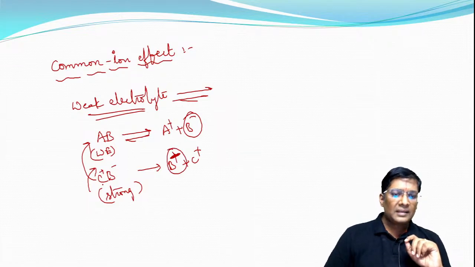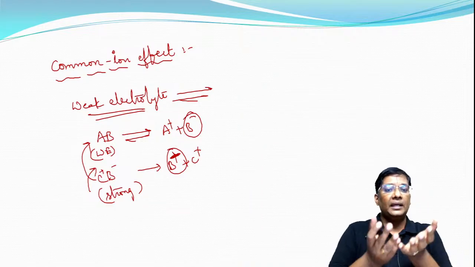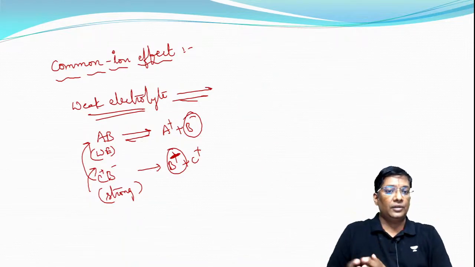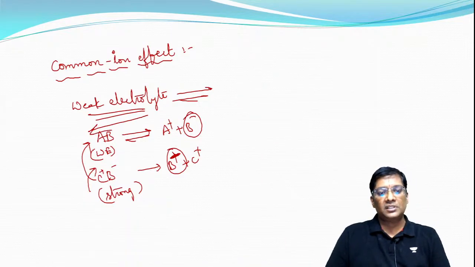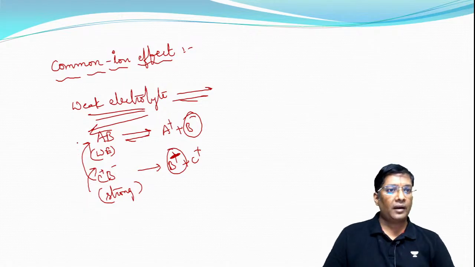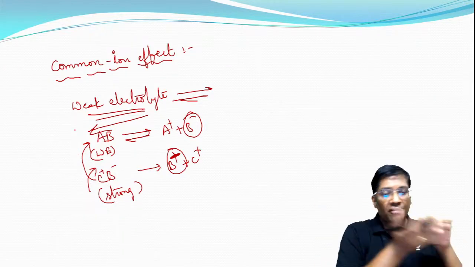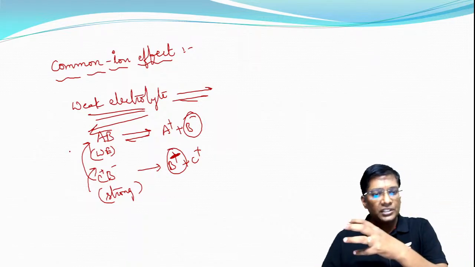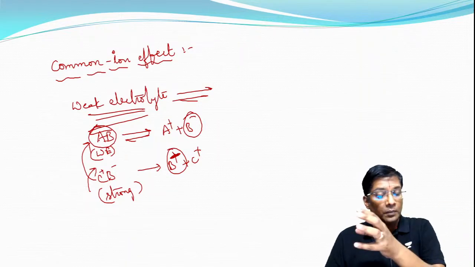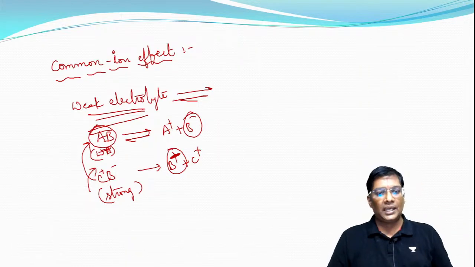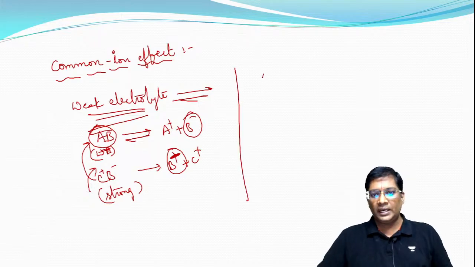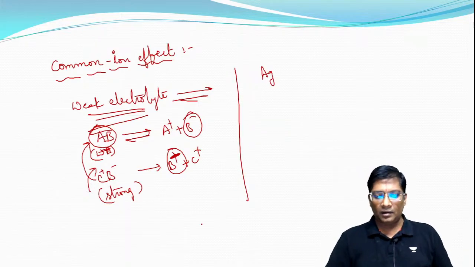So if you add the CB to the AB, what will happen? B minus ions will slowly increase. Once the B minus ions increase, the product side increases. According to the Le Chatelier principle, it favors the backward reaction. So once the backward reaction is favored, the dissociation capacity or the solubility of AB will decrease.